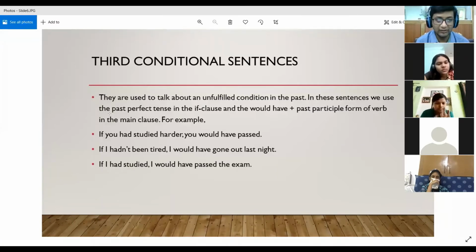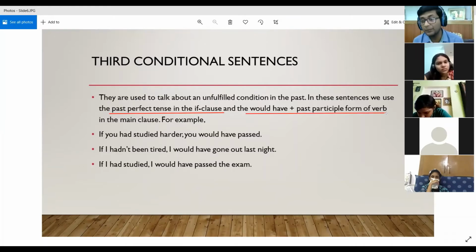Now in the if clause, we are going to use past perfect tense and would have plus the past participle form of the verb in the main clause. What is the past participle form of the verb? It is the third form of the verb. So in the second conditional sentence, we were using simple past tense in the if clause and would plus the first form of the verb. But in the third conditional, we are using past perfect tense in the if clause and would have plus the third form of the verb in the main clause.